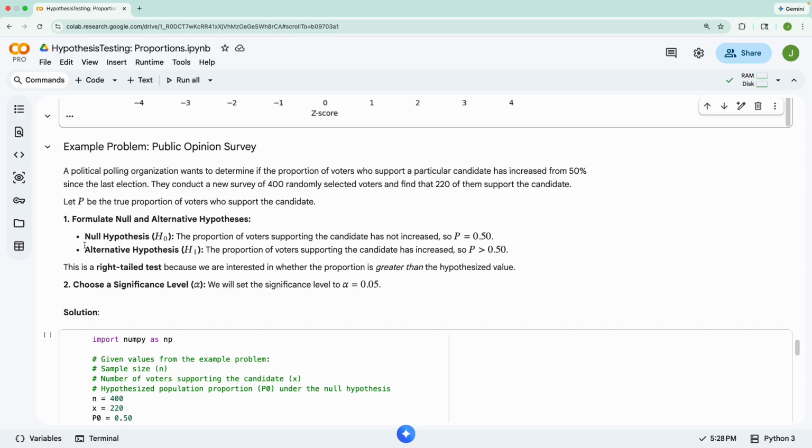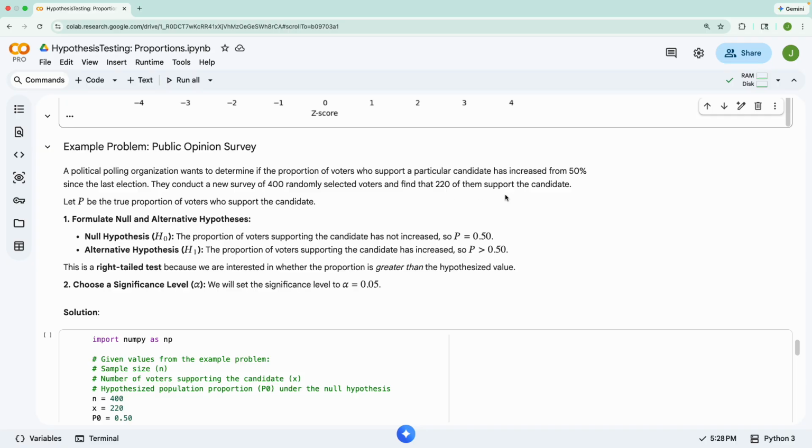Okay, here's another one, just as an example problem. So a public opinion survey, a political polling organization, wants to determine if the proportion of voters who support a particular candidate has increased from 50% from the last election. So they conduct a survey of 400 randomly selected voters and find 220 of them support the candidate.